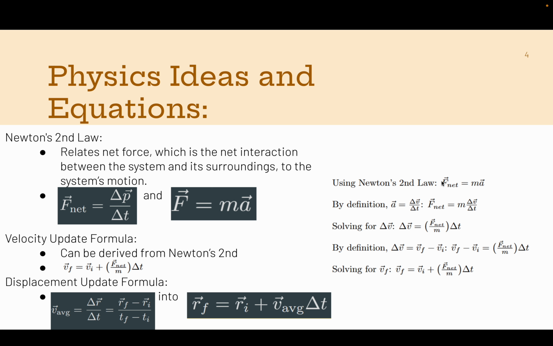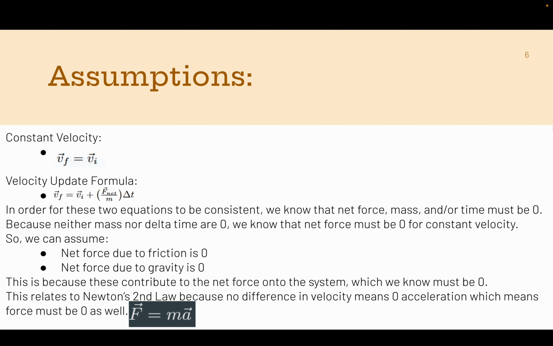We also have the displacement update formula, which calculates V average as delta R over delta T, and then RF equals RI plus V average times delta T. Here are the assumptions. We're going to say we have constant velocity, which is when Vf equals Vi. We also are going to use the velocity update formula.